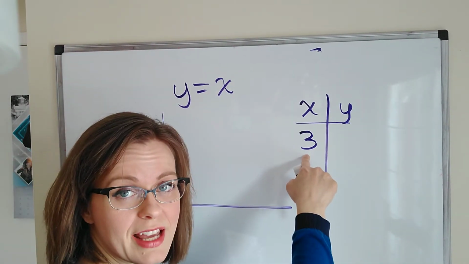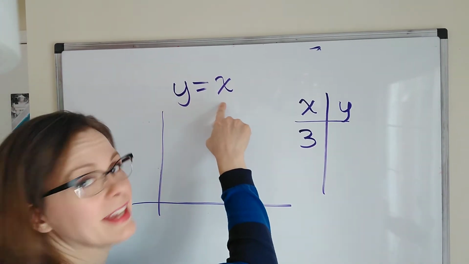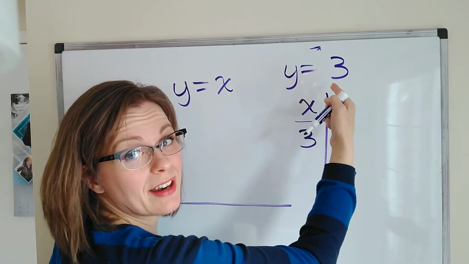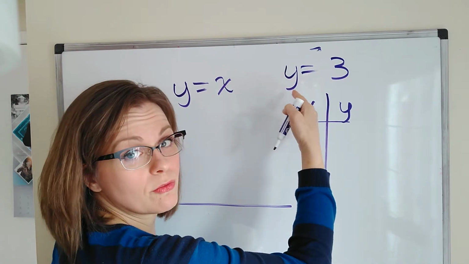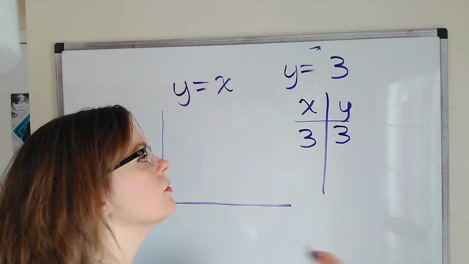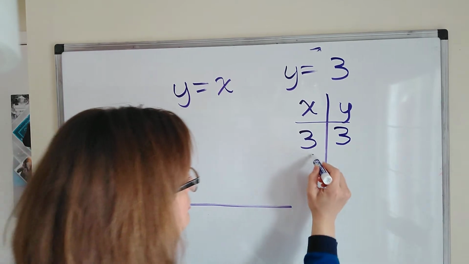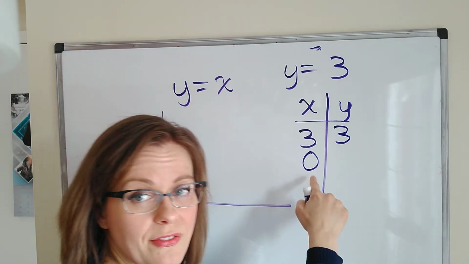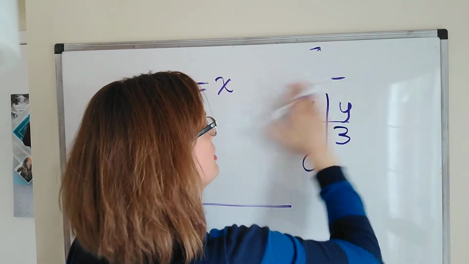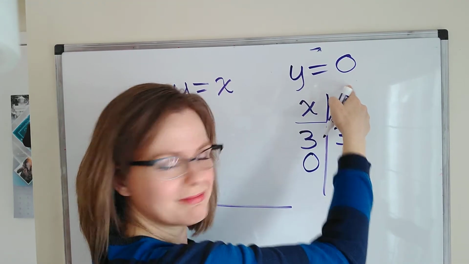Well then, I take that 3, I go back and look at the formula for the line and I see that y is equal to x, so if I plug in a 3 where x used to be, I discover that y is also equal to 3. So I fill that in the t-table. Maybe I also want to find out what happens when x is equal to 0. Well, of course, if x is 0 and I plug that in up here, now I have y is equal to 0, well, cool.